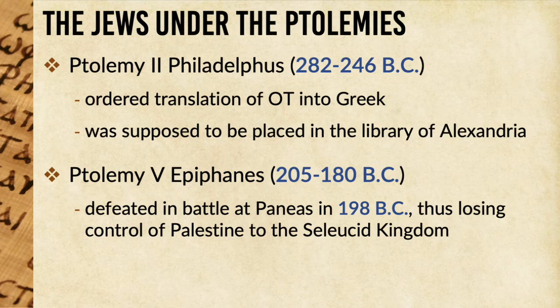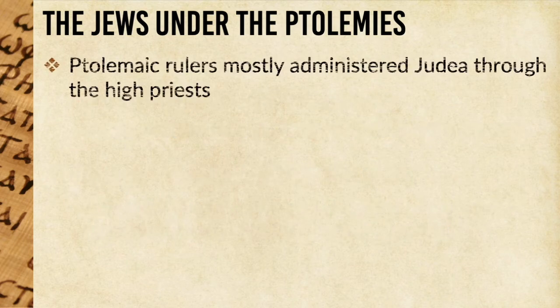This very vital battle was fought there. It's going to put the Jews under the Seleucid kingdom. But before we get to that, let's just say some other things about how they fared. Ptolemaic rulers generally administered Judea through the high priests. Well, for the Jews, that would have worked very well because high priests already had a position of authority and a prestigious position among the people. And so these Egyptian rulers ruling in that way would have worked very well. And again, it was generally a period of time in which the Jews fared fairly well.